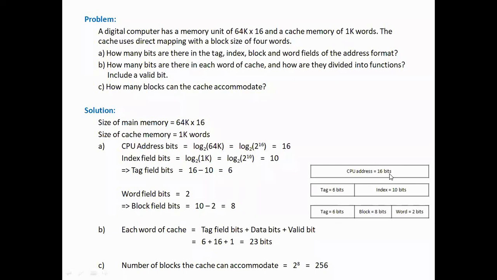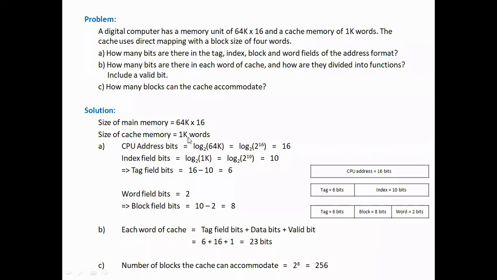In direct mapping cache, we know that this address is divided into two parts, tag and index. Now we have to find what is the value of tag and what is the value of index. Again, we know that this index represents the address of cache memory. Since this index represents the address of cache memory, how many words are there in cache? It is 1k.